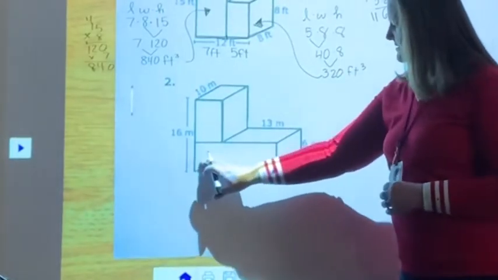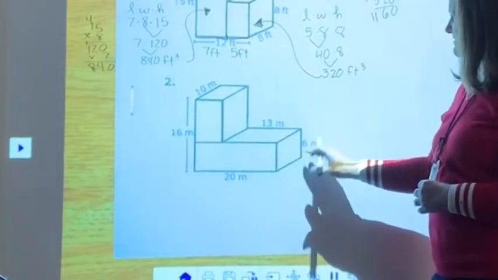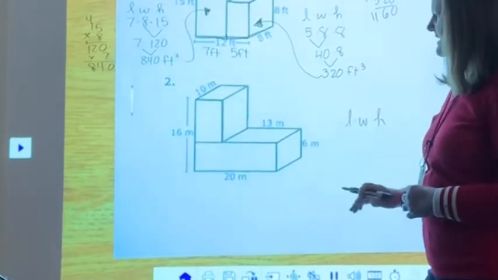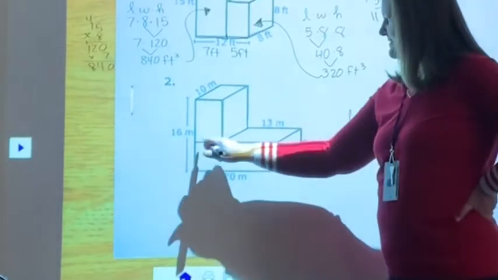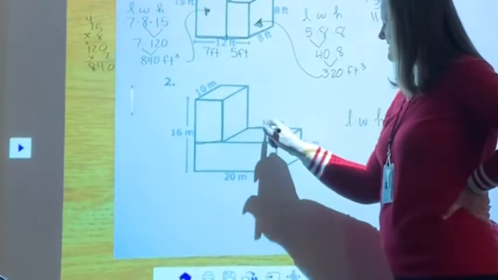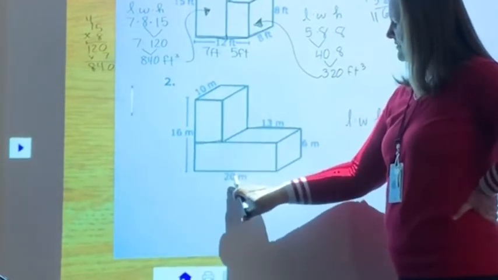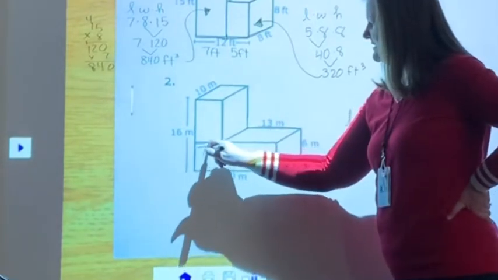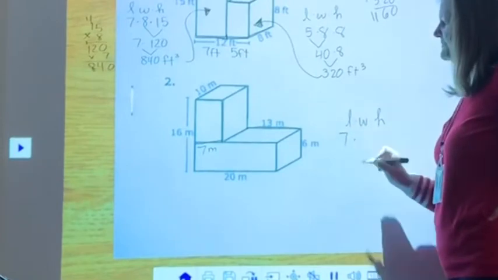Okay, let's do one more example. Here we've got to find our length times width times height for each of these. Let's take a look at the smaller one. The length, it's not written on here right now, but this length plus this length has to equal the 20. So 20 minus 13 is 7 meters. So our length is 7 meters.